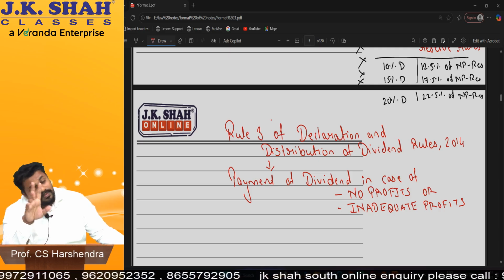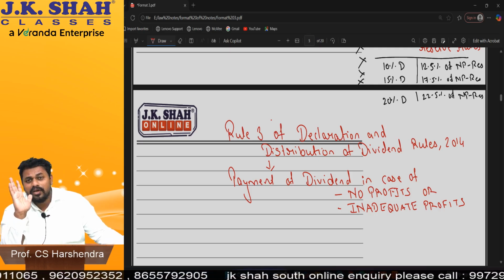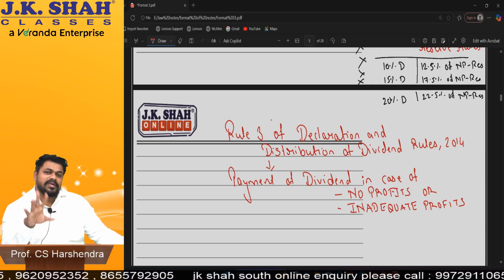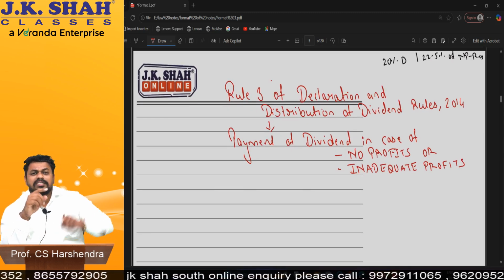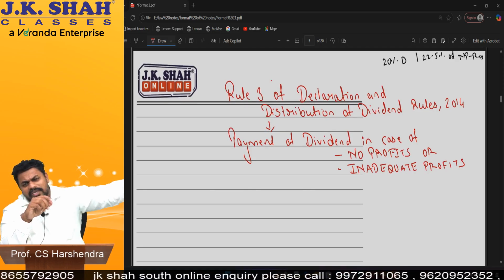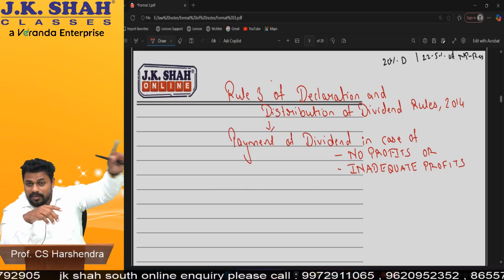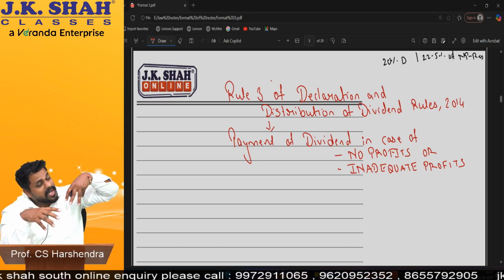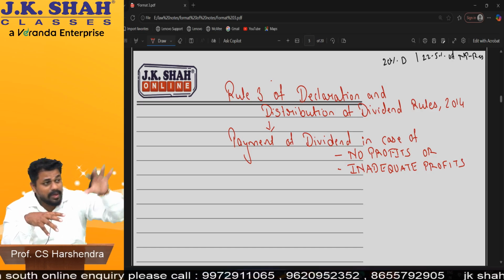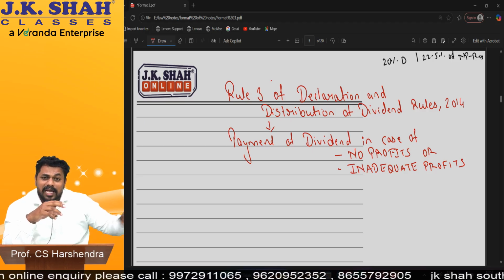But can you pay dividend at any rate, or would there be limits? There would be limits. There are restrictions. So rule 3 talks about that restriction. Sir, if your company is not earning profit, it is into loss, not an NPO, your company is a profit making company, but it is into loss, or if the company has inadequate profit, the company has to utilize reserves and pay dividend.